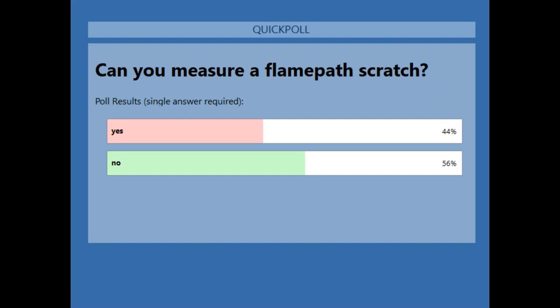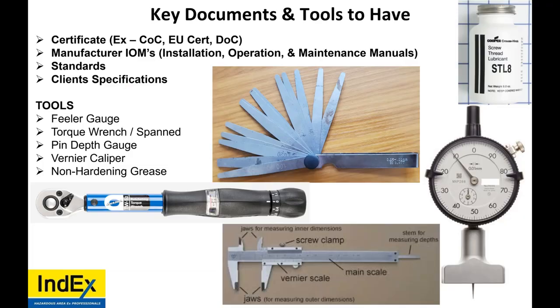Unfortunately, 56% of you think that you can't measure a flame path scratch. Let's go back and I'll show you the answer. It was on the images I showed you. So, the tool you would use to measure a flame path scratch would be a pin depth gauge, calibrated, approved by the end user. This is the tool you use to measure a scratch or a pit or dent within a flange type or perhaps spigot type flame path.